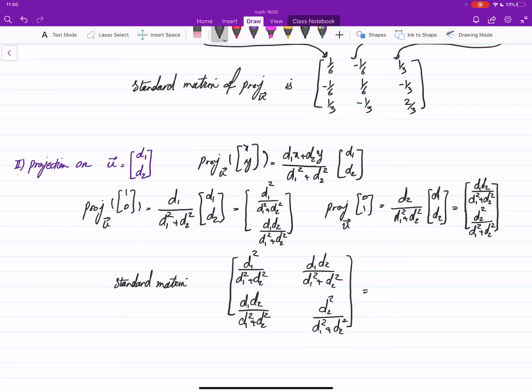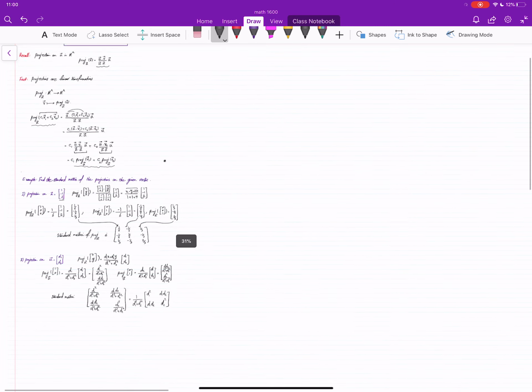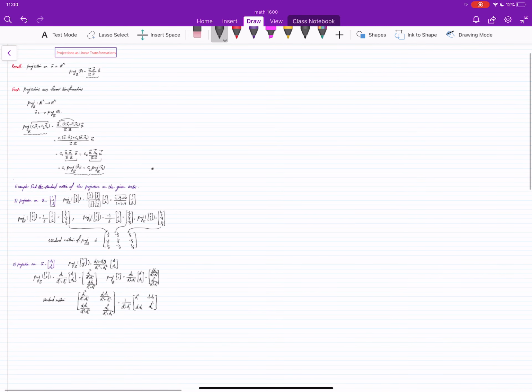Or, well, sometimes you can factor out 1 over d1 squared plus d2 squared and write it as the matrix d1 squared, d1 d2, d1 d2, d2 squared. So that's it. That forms a very good class of linear transformations that we studied here.